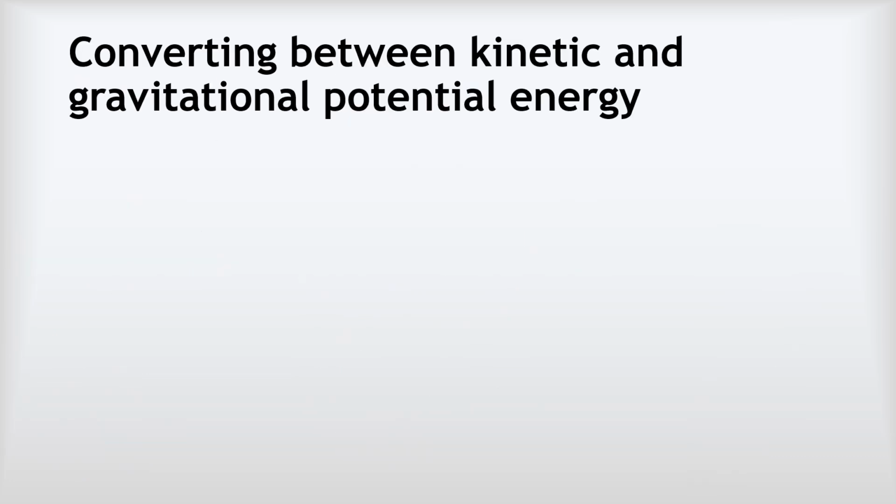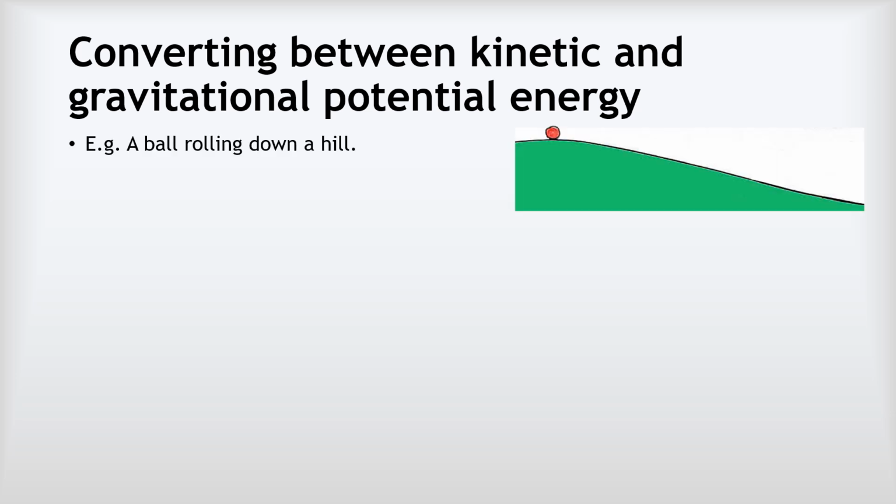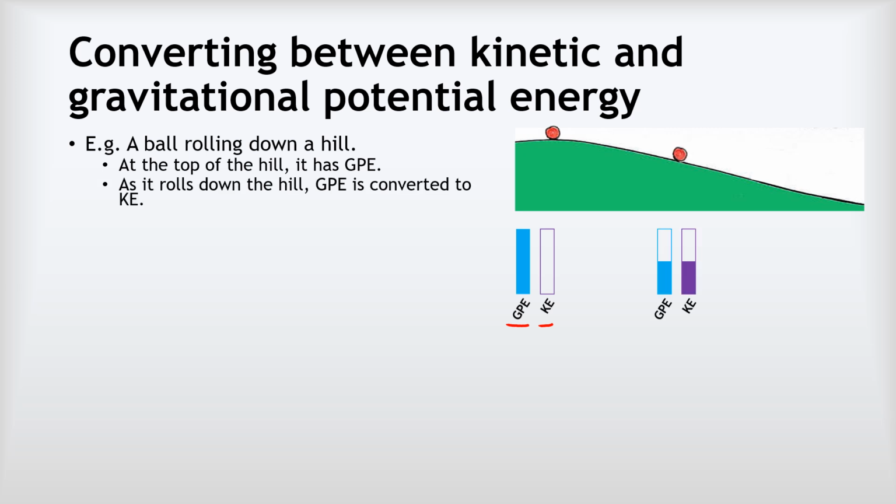Now, a common kind of question in exams is to explore the relationship, the interplay and interchange between kinetic energy and gravitational potential energy. So, for example, imagine a ball rolling down a hill. At the top of the hill, we can think about the ball only in terms of its GPE. It's got lots of energy in its GPE store, and because it's not moving yet, no energy in the kinetic energy store. Now, as it rolls down the hill, the energy is converted from gravitational potential energy to kinetic energy.